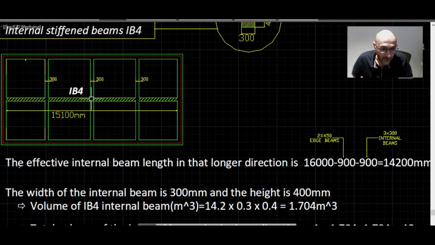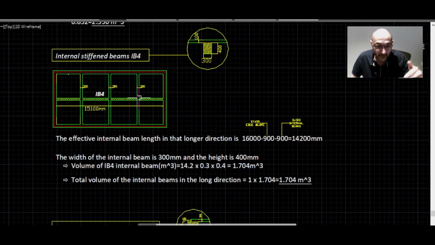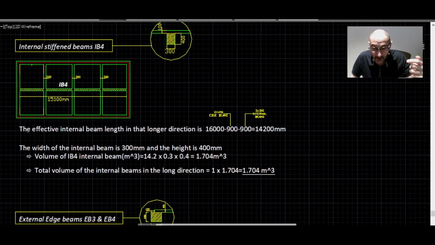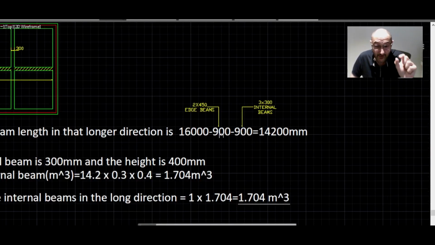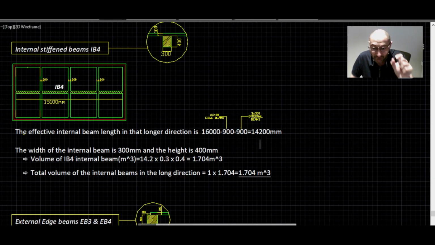Therefore, the total length in the long direction is 16,000, and the width of the edge beams is 450 either side. So we have 900 millimeters, and we also take the width of the internal beams, which is 300 multiplied by 3, and that is 900. So then the effective internal beam length in that long direction will be 16,000 minus 900 to cater for the edge beams, minus another 900 to cater for the 3 internal beams, and that will be 14,200 millimeters.